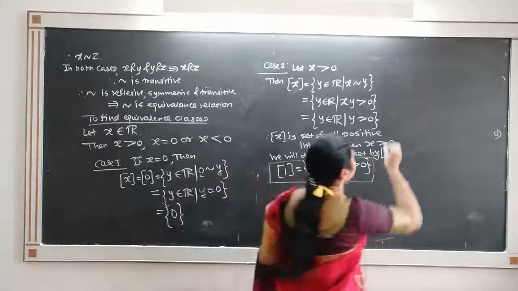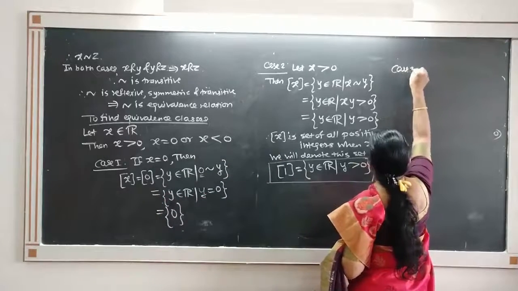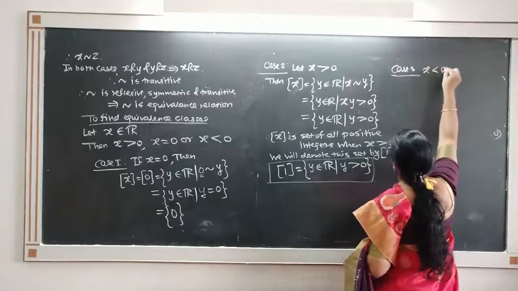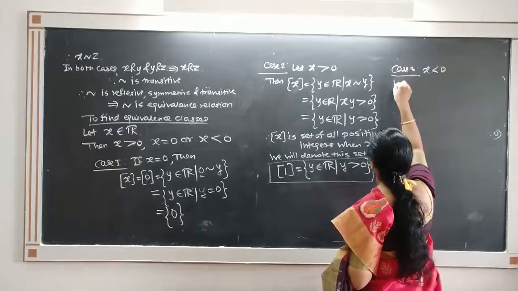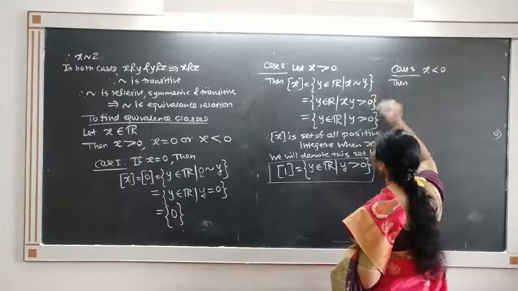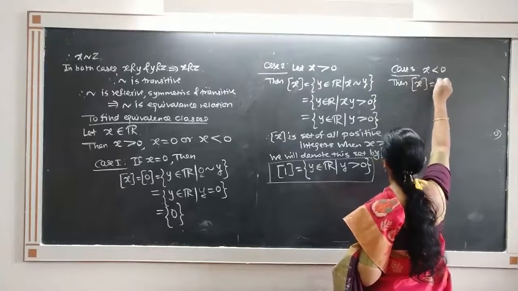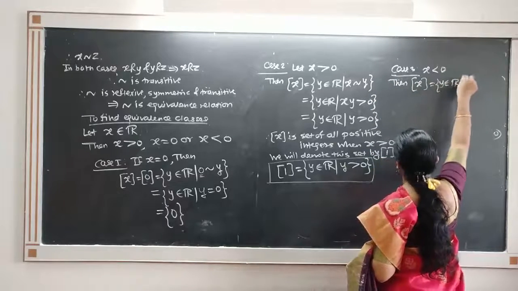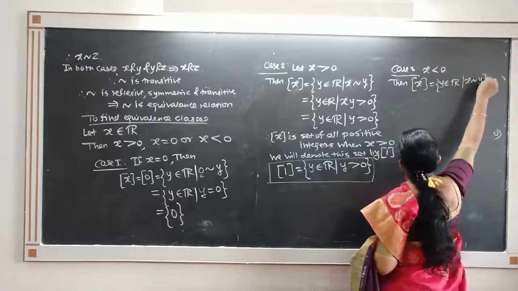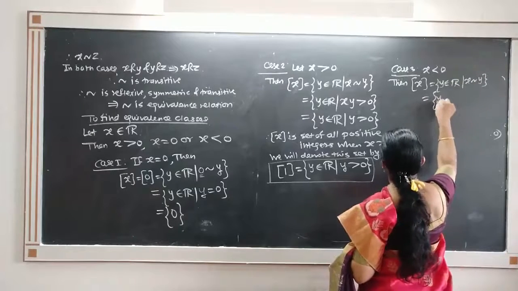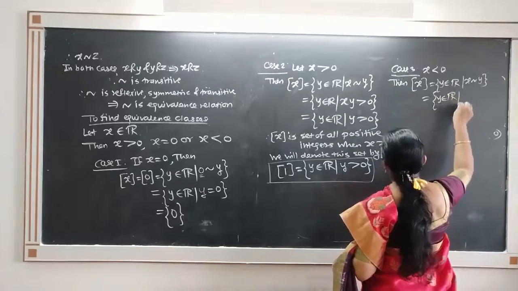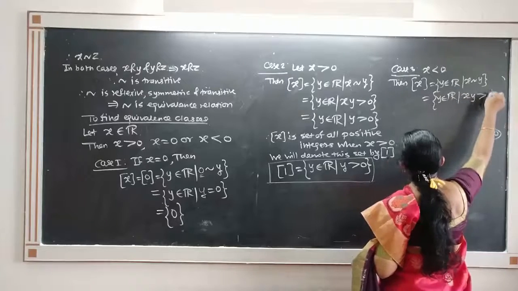And third case, when x is less than 0. Similarly, what is equivalence class of x? Going on similar lines, equivalence class of x is nothing but set of all y belonging to R such that x is related with y. That is set of all y belonging to R such that the product xy is greater than 0.